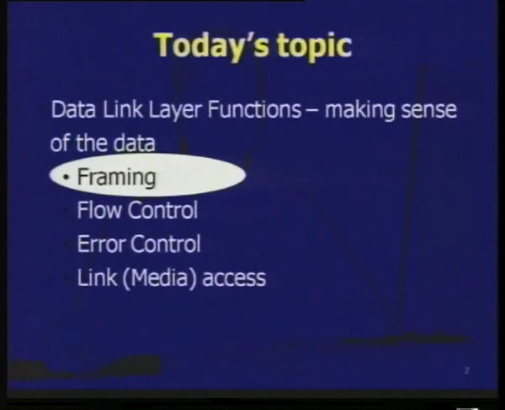The function of the data link layer basically is to make sense of the data. The physical layer, as we know, just transmits the signals, data converted into signals, and the function of the data link layer is to make sense of the data. So, to make sense of the data, there are 4 major functions which are done at the data link layer: framing, flow control, error control, and link access or media access. Of these, we will be looking at framing today.